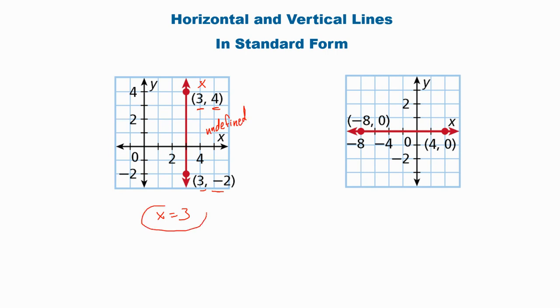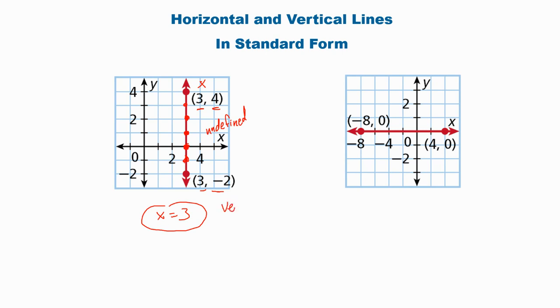And honestly, this is the equation. X equals 3 means that x will be 3 everywhere on the graph. Y could be anything, but x will remain 3. And so to graph it, I just go to 3 on the x-axis and then move up or down to fill in the coordinates.